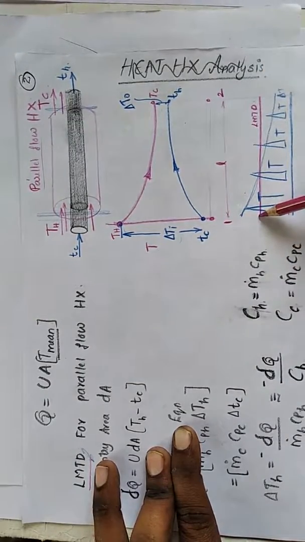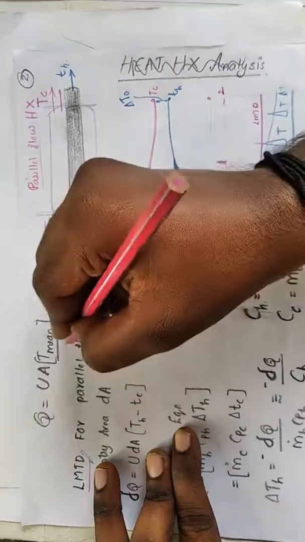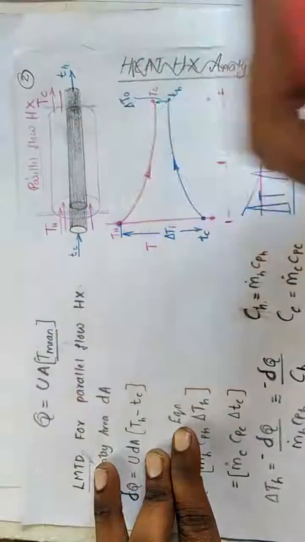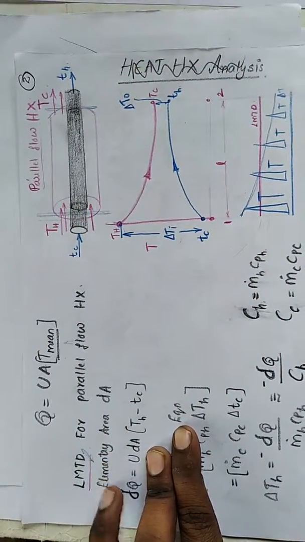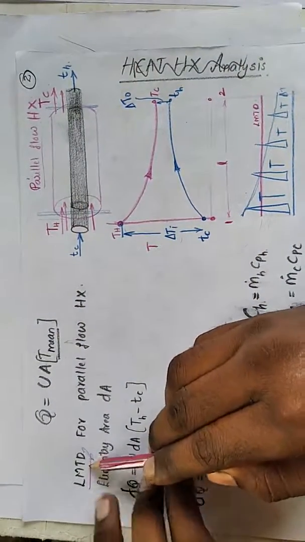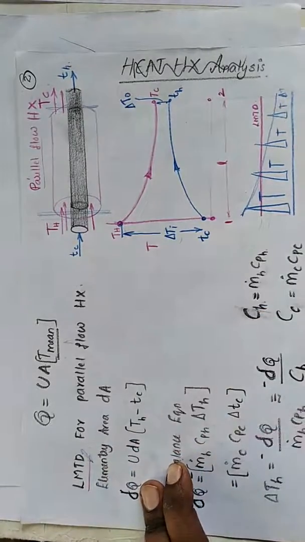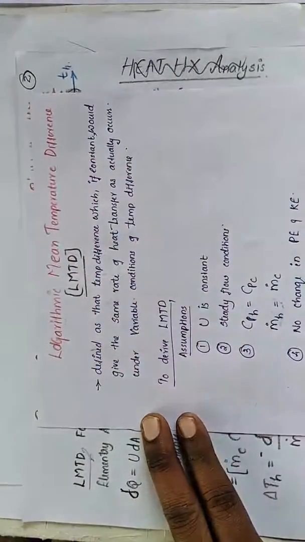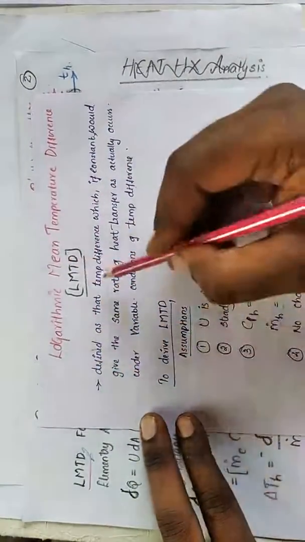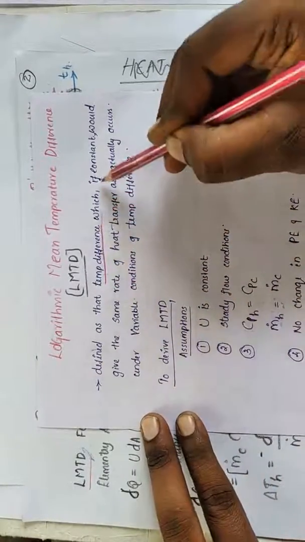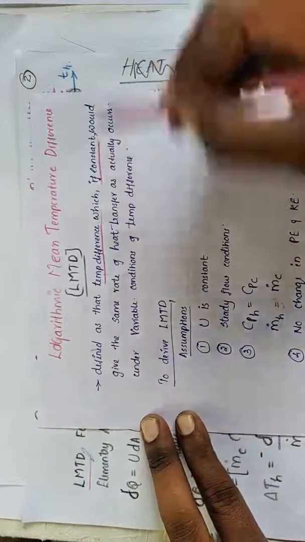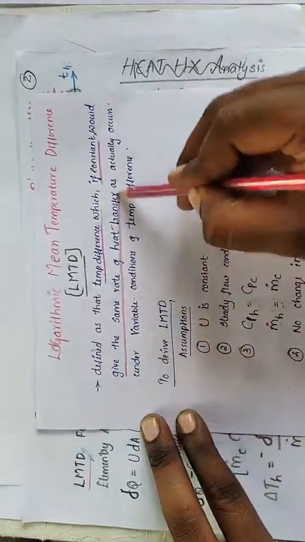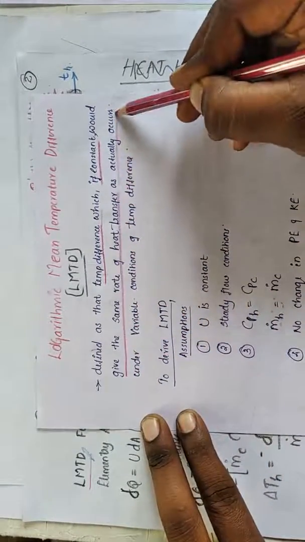Now this delta temperature is constant, so we can easily use it in our calculation. For that purpose, we go for the logarithmic mean temperature difference. Here you can see the logarithmic mean temperature difference, LMTD, is defined as the temperature difference which, if it were constant, would give the same rate of heat transfer as actually occurs.